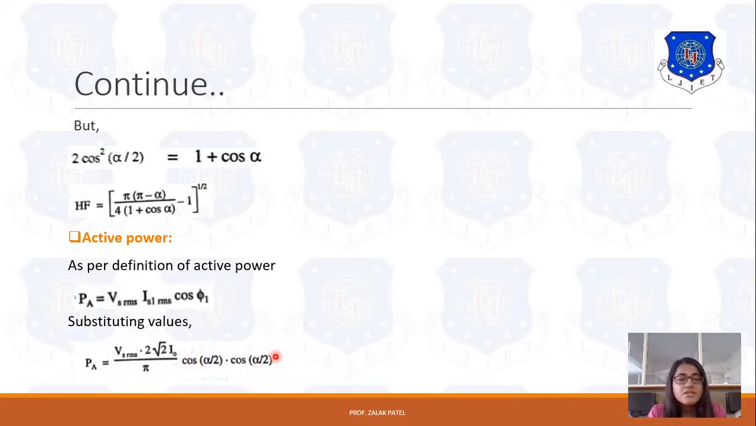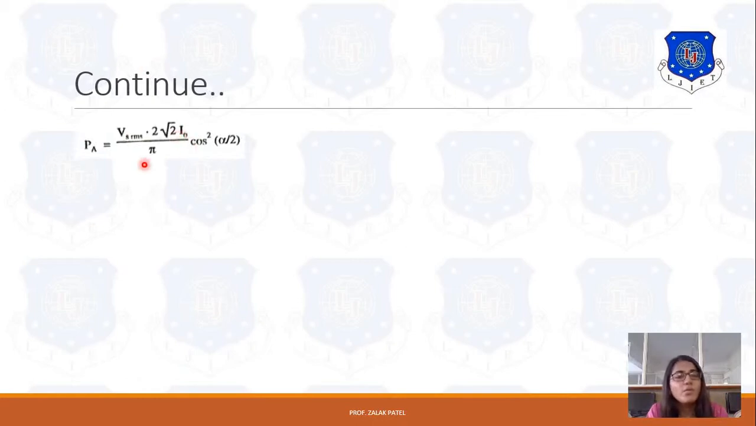So it becomes cos square alpha by 2. So now the active power can be written like this: Vs RMS into 2 root 2 I0 upon pi into cos square alpha by 2. This is called the active power. It can also be written like this. Here if you note, this is the RMS value.